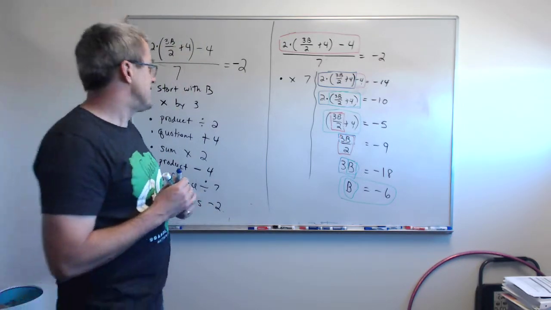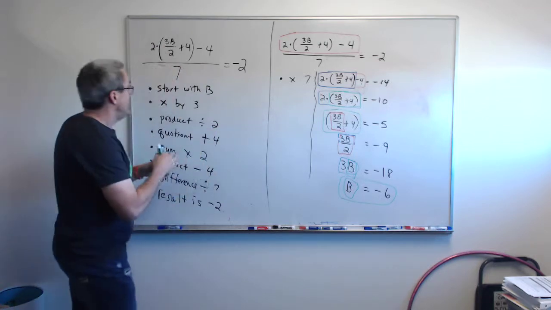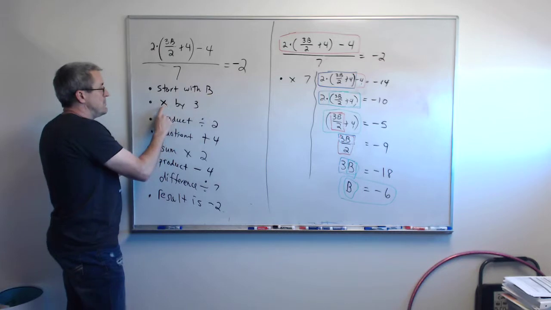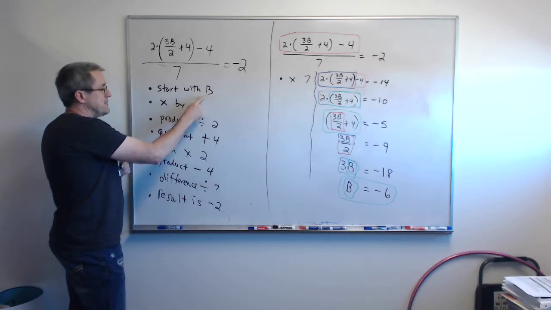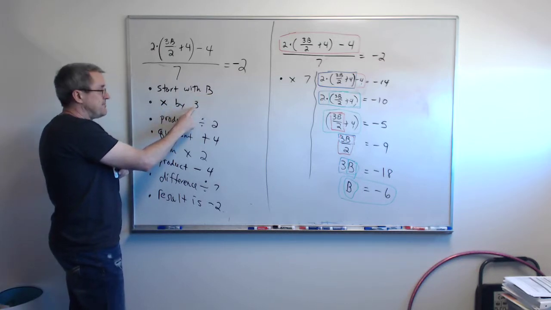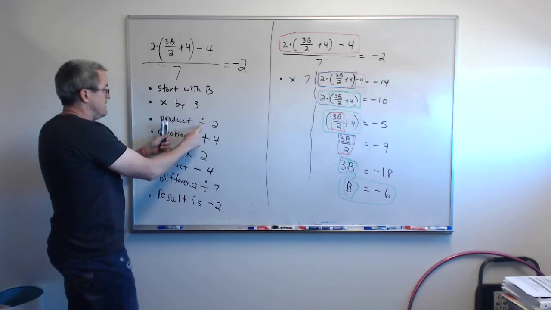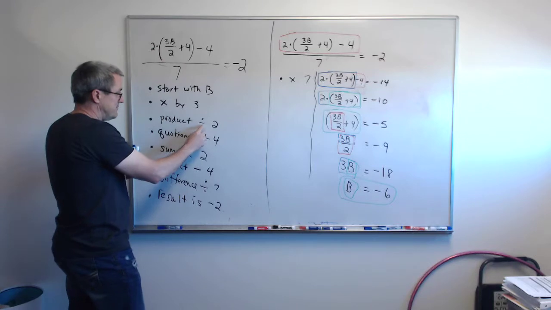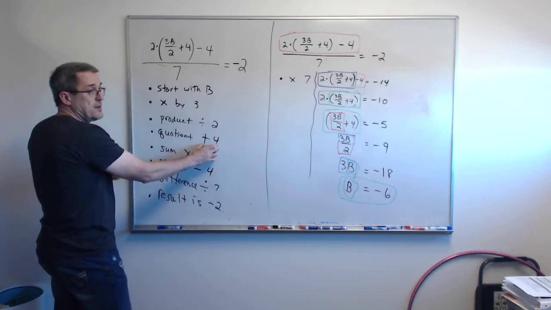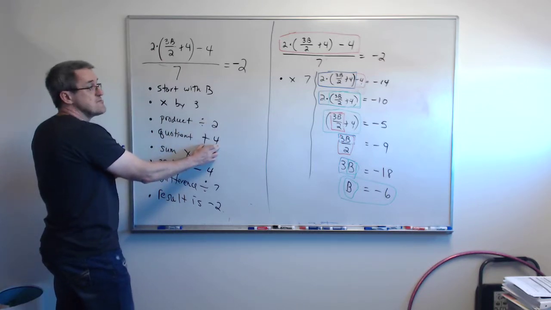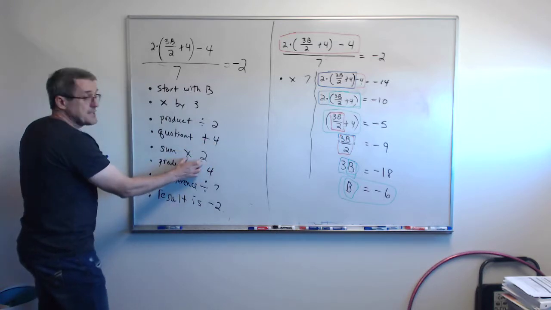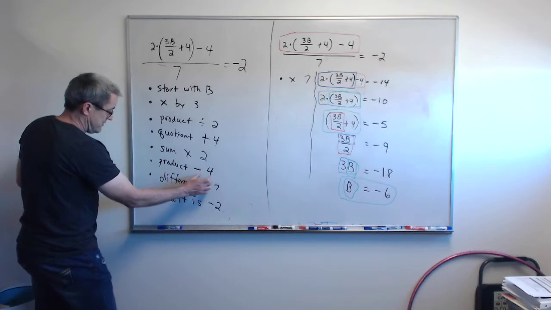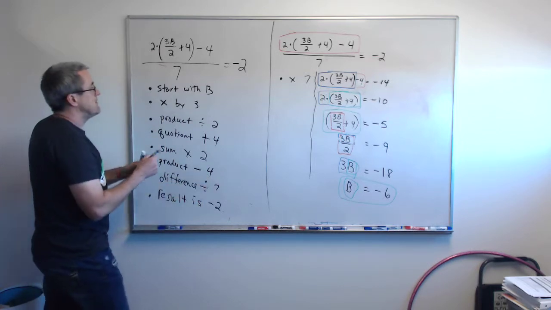If b is negative 6, now let's just do a quick check. Let's start with b. b is negative 6. Multiply by 3. Negative 6 times 3, negative 18. Divide by 2. Negative 18 divided by 2, negative 9. Add 4. Negative 9 plus 4, negative 5. Times 2. Negative 5 times 2, negative 10. I just messed up. Let me try that again.